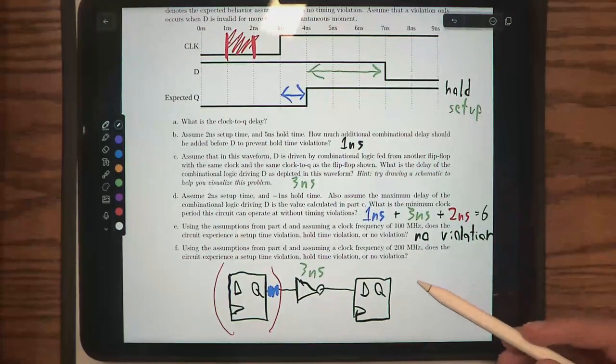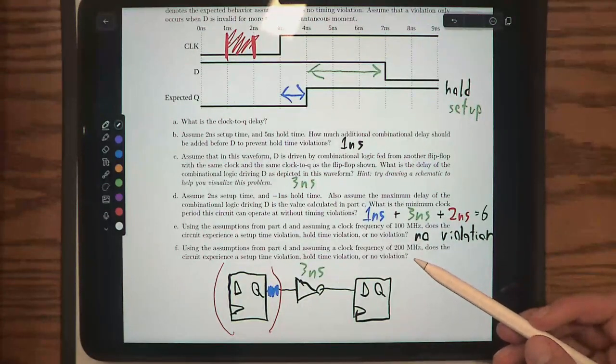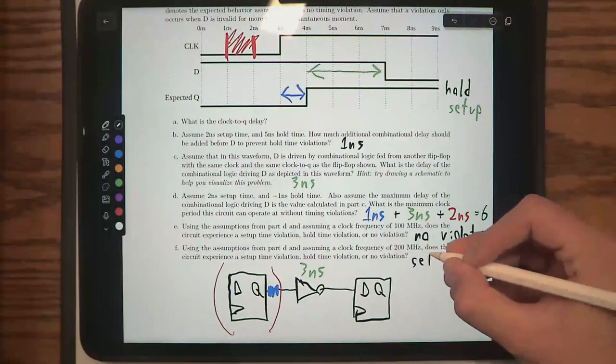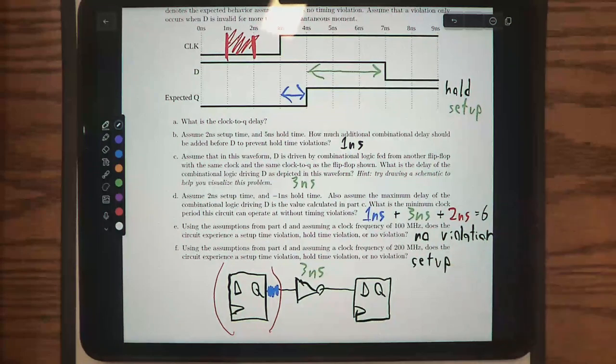And then finally, for this 200 megahertz, what timing violation will this create? This will create a setup time violation, because now our clock is running too fast, so the combinational logic isn't able to propagate fast enough. It isn't able to arrive fast enough to set up for the next cycle if we're running this fast. So is running too fast always going to be a setup time violation? Yes.